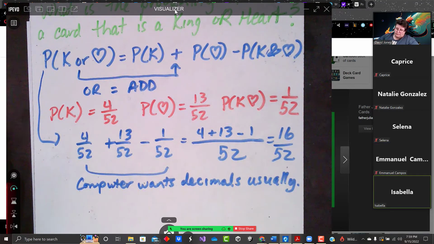This was going over 5.2, correct? Yeah, this is 5.2. All right, and we skipped chapter 4. Yeah, we're going to do chapter 4 later. Okay.